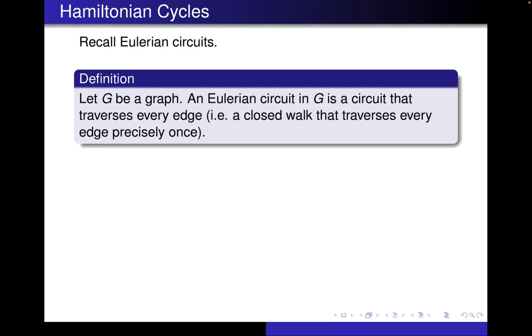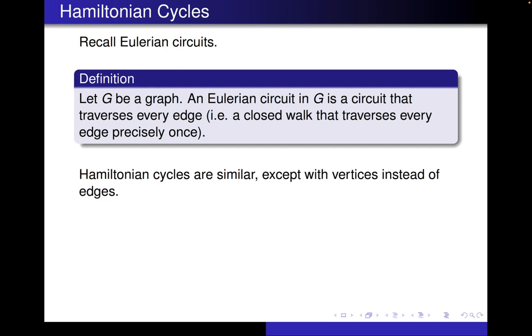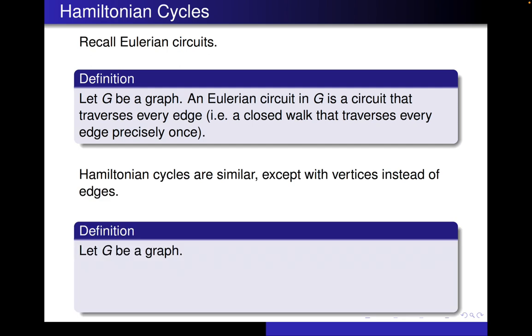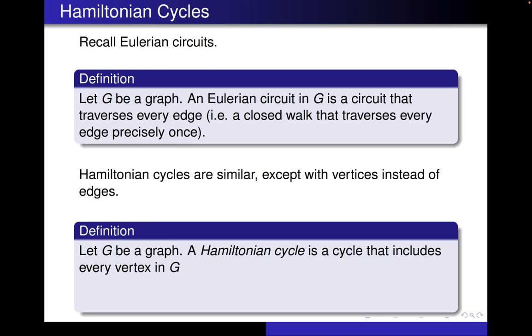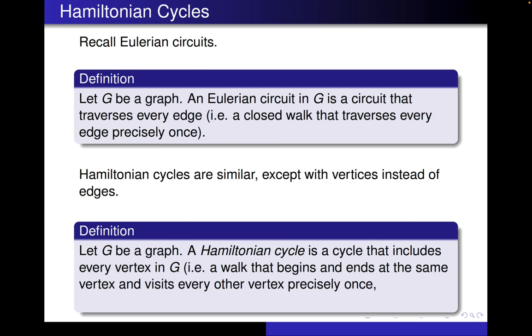Now, if you replace circuit with cycle and edges with vertices, you get what's called Hamiltonian cycles. And so that's defined as, well, let G be a graph. A Hamiltonian cycle is a cycle that includes every vertex in the graph G. So in other words, it's a walk that begins and ends at the same vertex, visits every other vertex exactly once, not more than once, because otherwise it wouldn't be a cycle, except for the first/last vertex, which is visited twice. It's the same vertex.